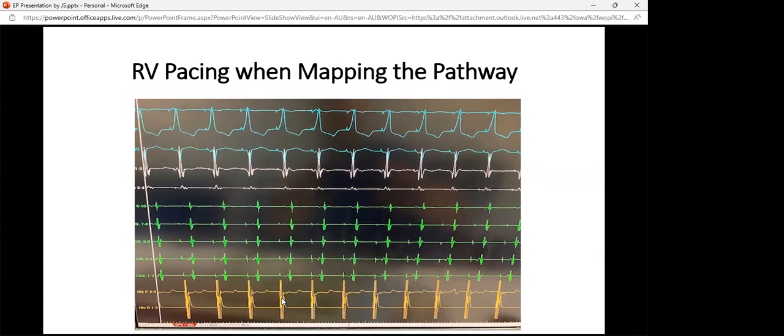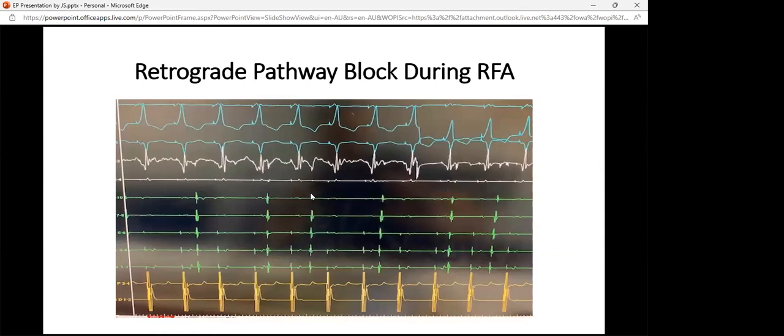And what we found is, again, when we paced the ventricle, we had VA conduction, which is what we expected to see. And we can see that the CS distal is leading. So we knew that we were in the right spot. We were having conduction across a pathway. We were happy with our signals. So we started performing ablation.